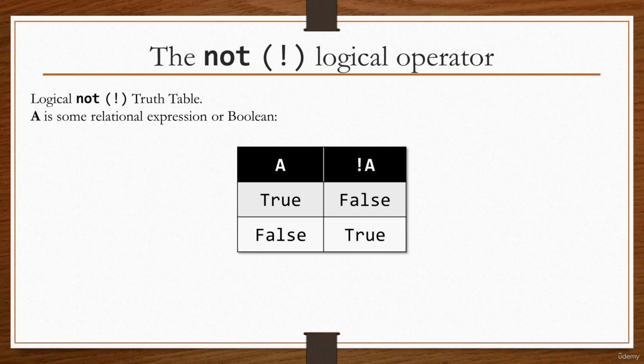So the not logical operator, you'll see we have some of these tables. These are called truth tables. So I have true, false values in here. Sometimes you'll see T and F simply representing true and false, but I wrote it out here to make it easier to read. And A here is some relational expression that evaluates to a boolean. Okay, so either true or false, or it's simply a boolean variable.